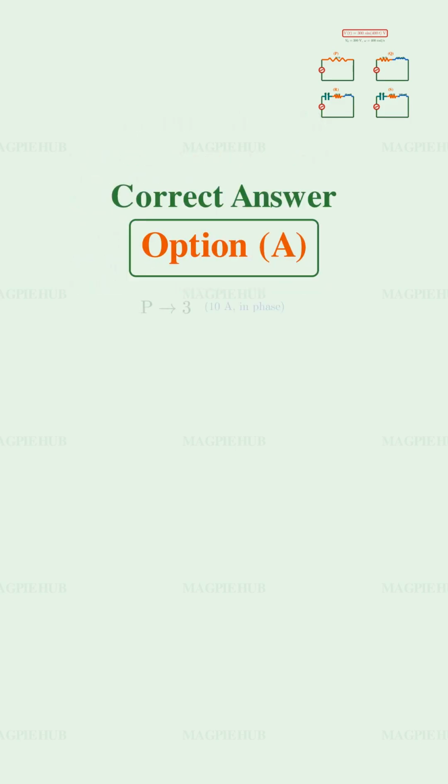P matches waveform 3 with 10 amperes in phase. Q matches waveform 5 with 6 amperes lagging. R matches waveform 2 with 6 amperes leading. S matches waveform 1 with 5 amperes at resonance.